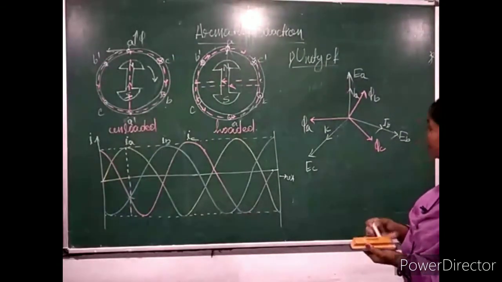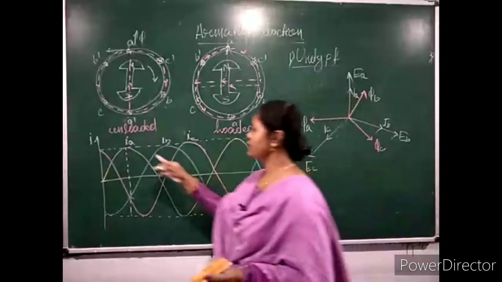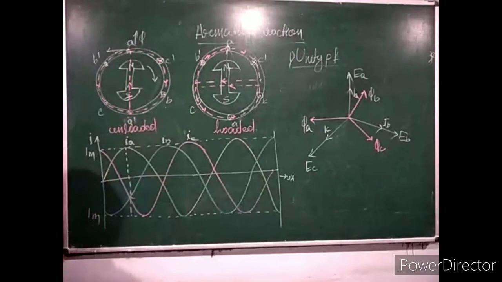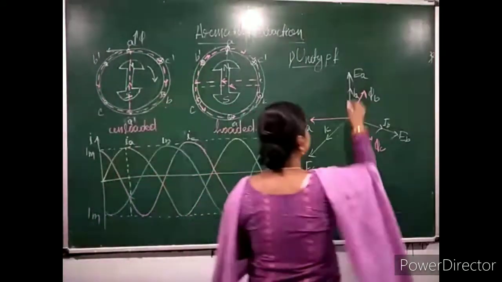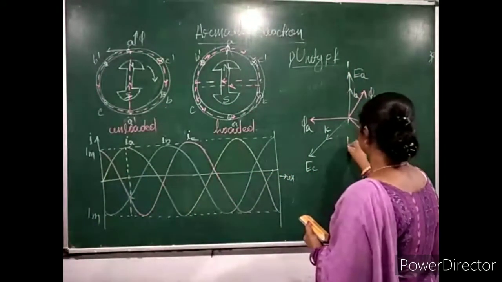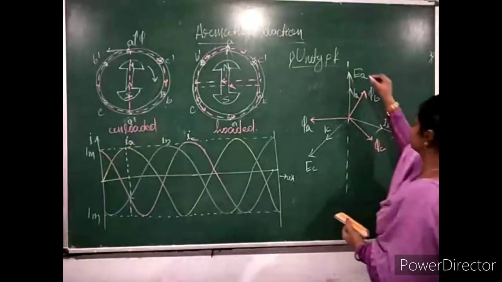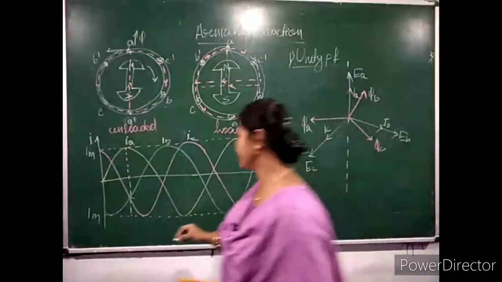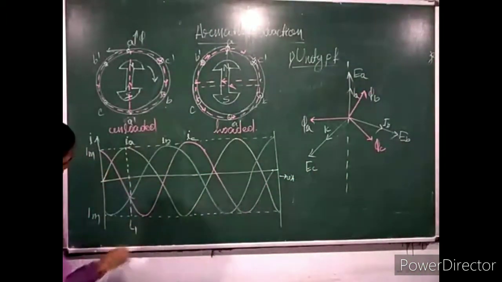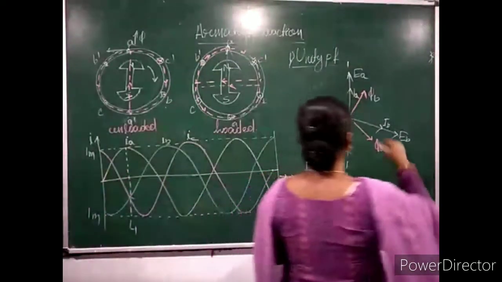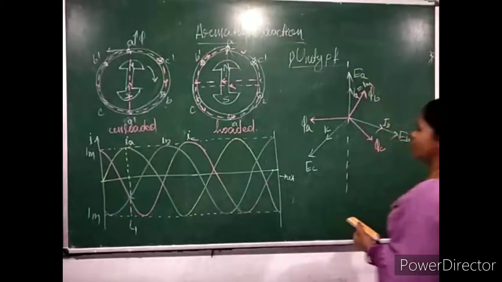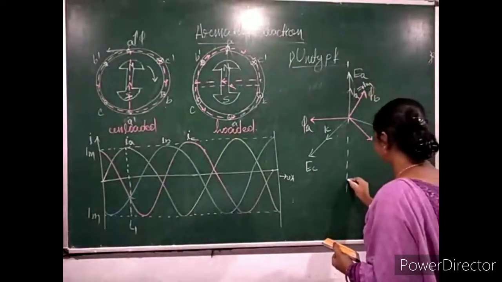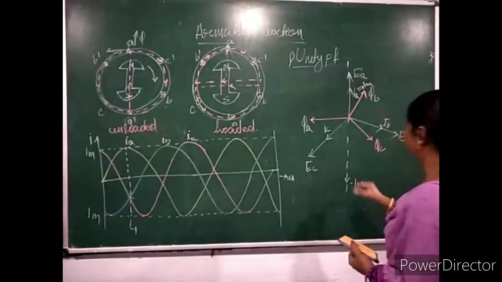Suppose here the maximum value of armature current is Im. And this vertical axis is my reference axis. This is the maximum value at time t1. Ia is maximum, Im. This is the positive value and this is the negative value, Im.